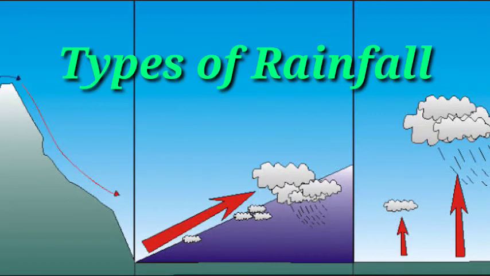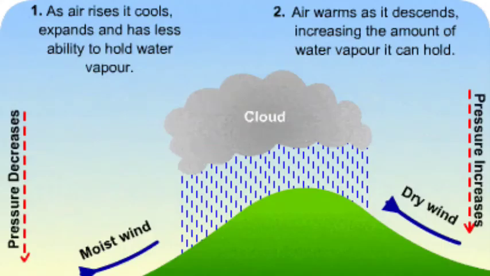Hello all. Today we are going to learn about types of rainfall. Do you know about precipitation? What is precipitation? Different forms of condensation are known as precipitation. You already learnt this in the water cycle.